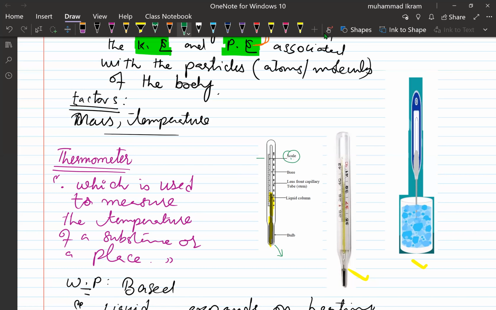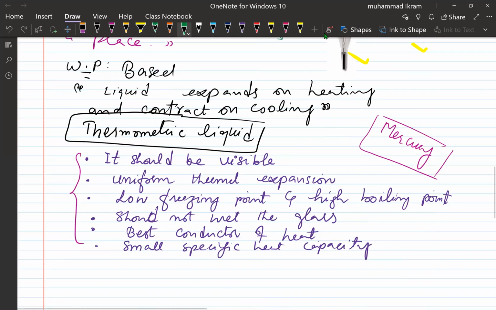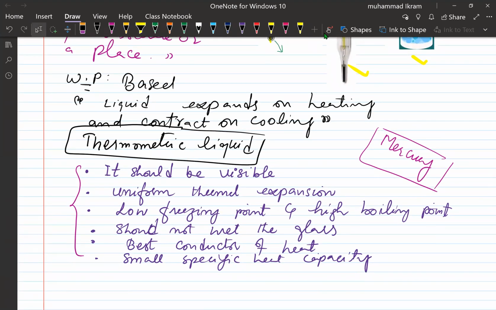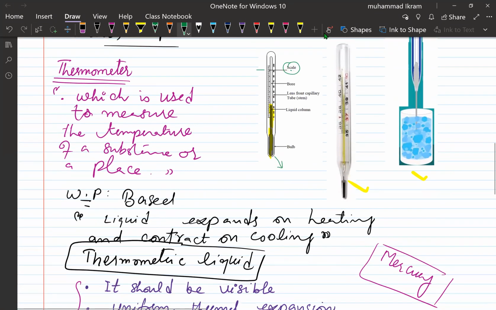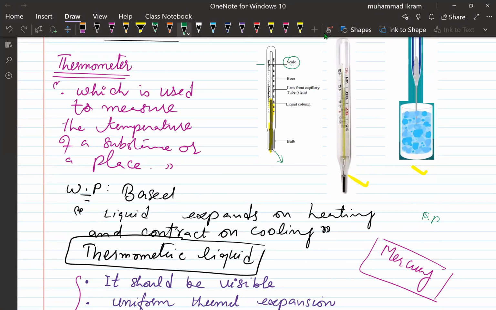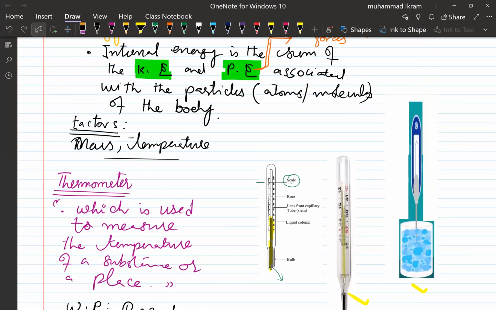The most important point here is that I told you about a low freezing point and a high boiling point. For mercury, the freezing point is minus 39 degrees centigrade, and the boiling point is, I think, 57 degrees centigrade, right? So this is one of the reasons that it is one of the most suitable materials for our thermometer. Now, how do we calibrate a thermometer?